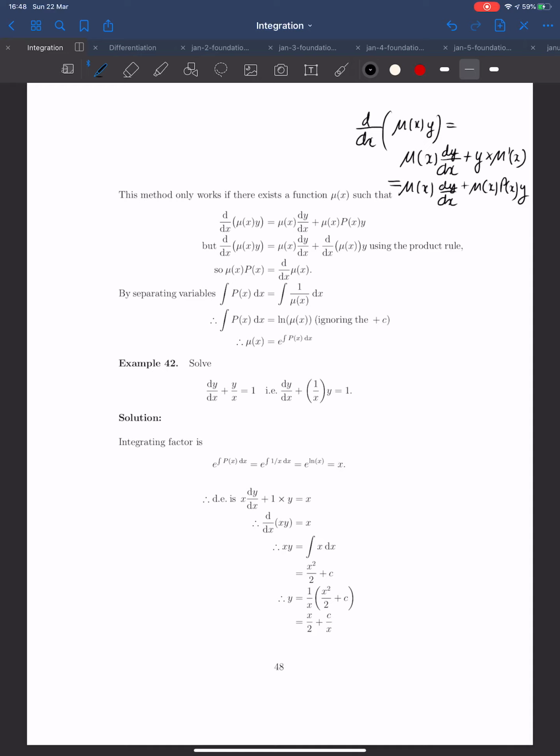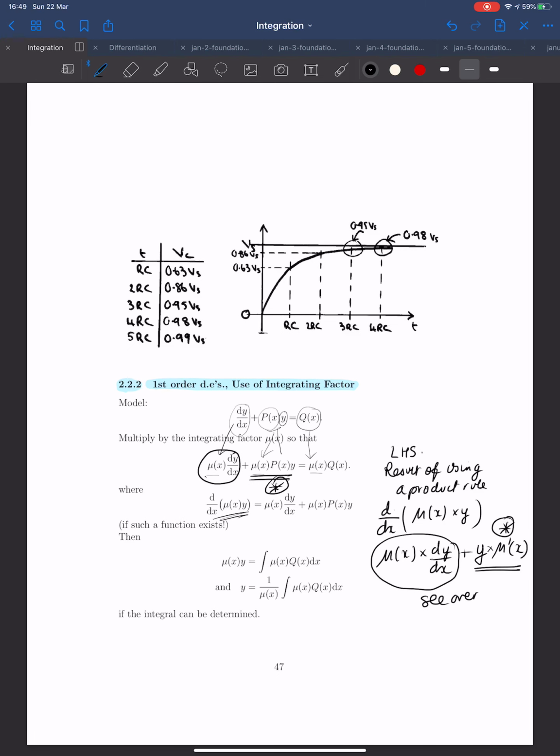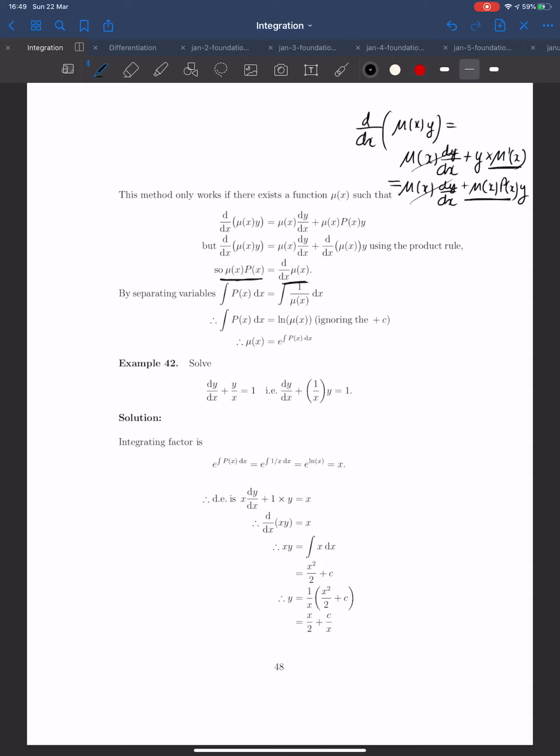Okay, so when you look, that's the same. So what you actually end up with is mu of x p of x has to be mu dashed. And that's what I was getting to there. That bit there has to be, well, you cancel out the y. So mu dashed of x is mu of x p of x.